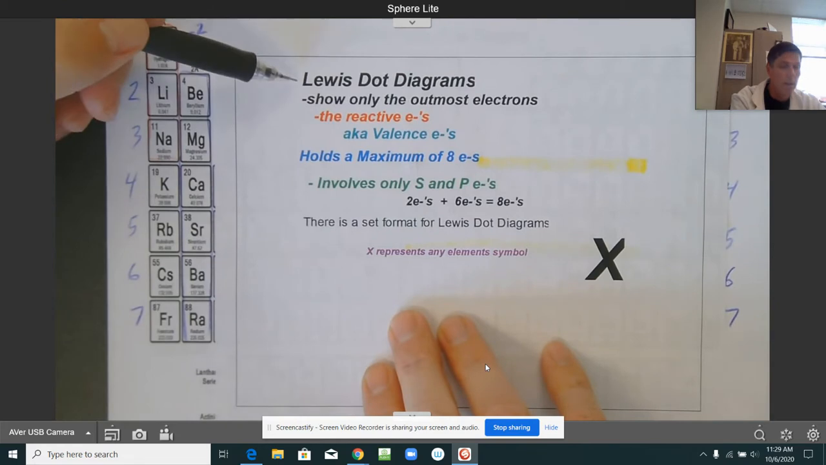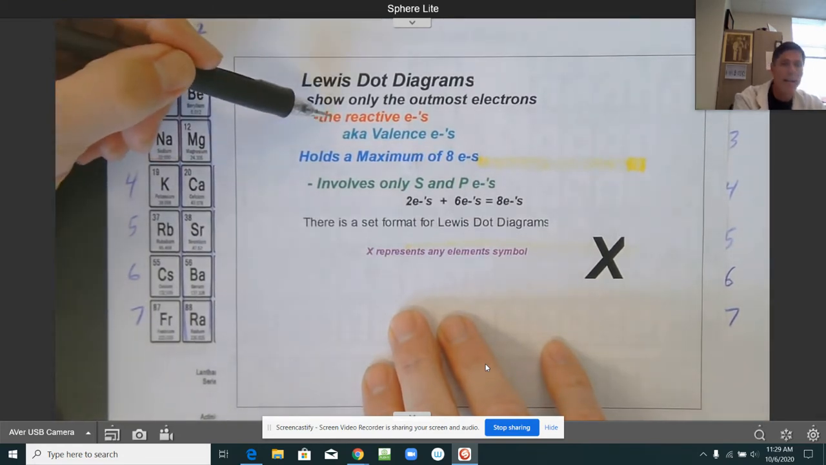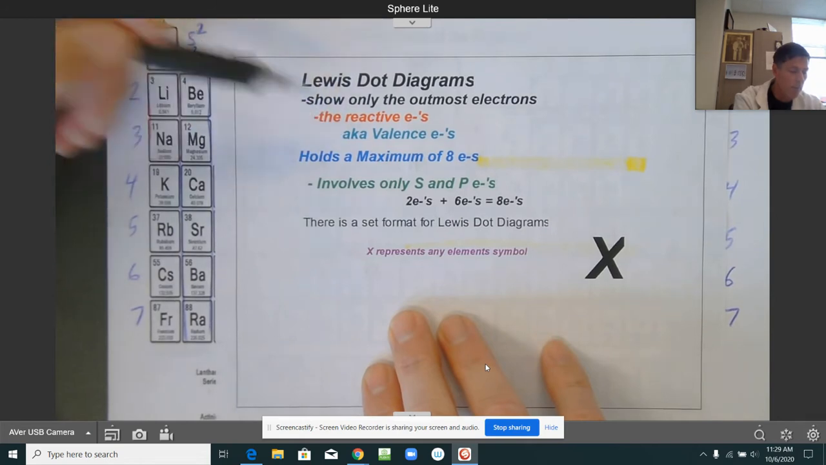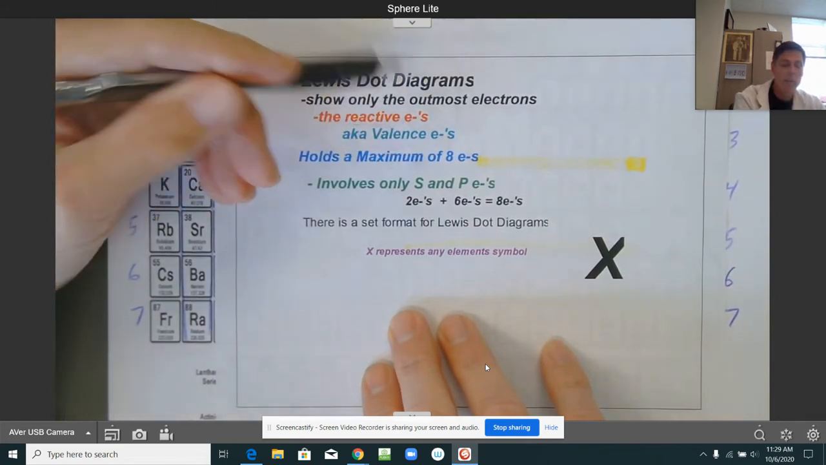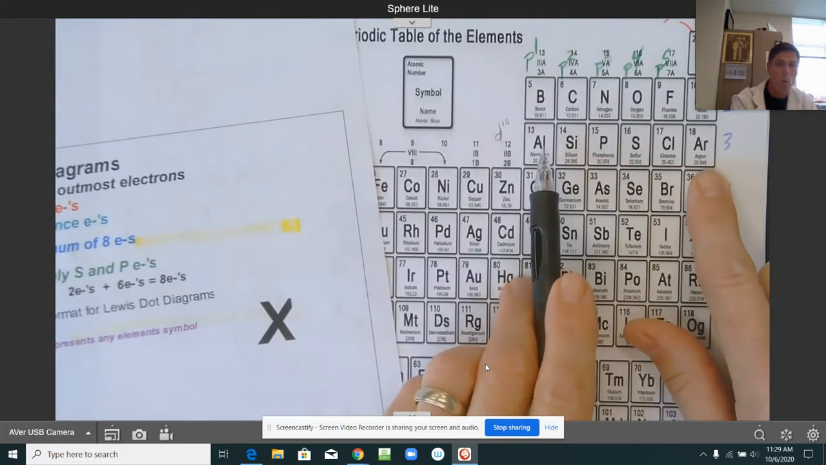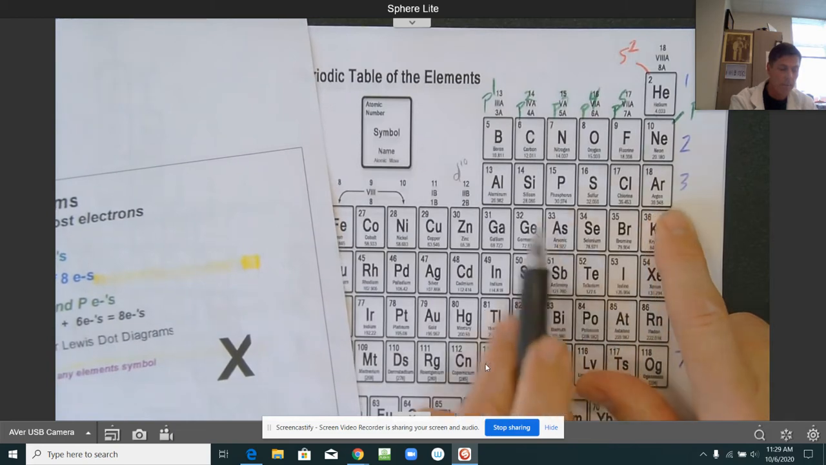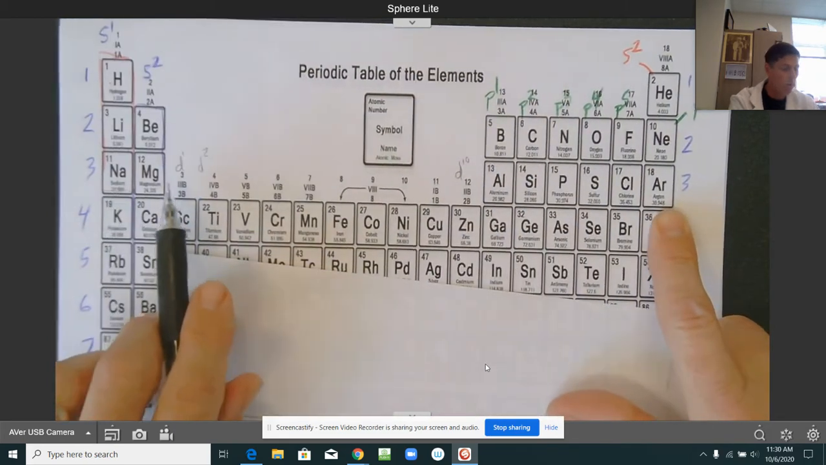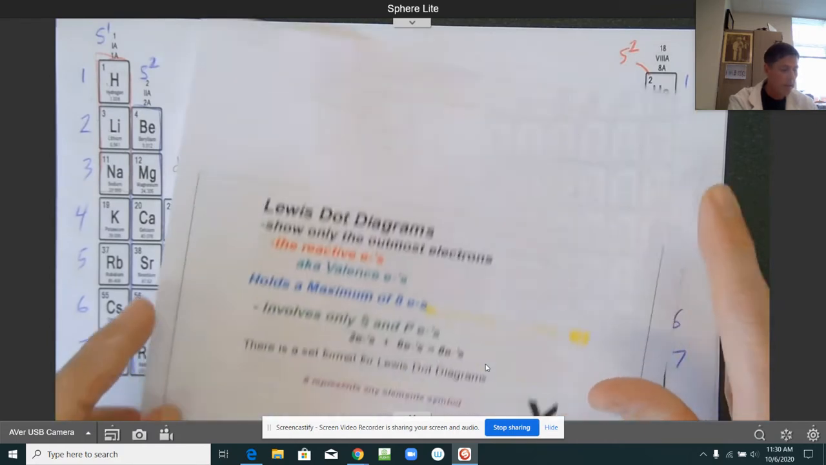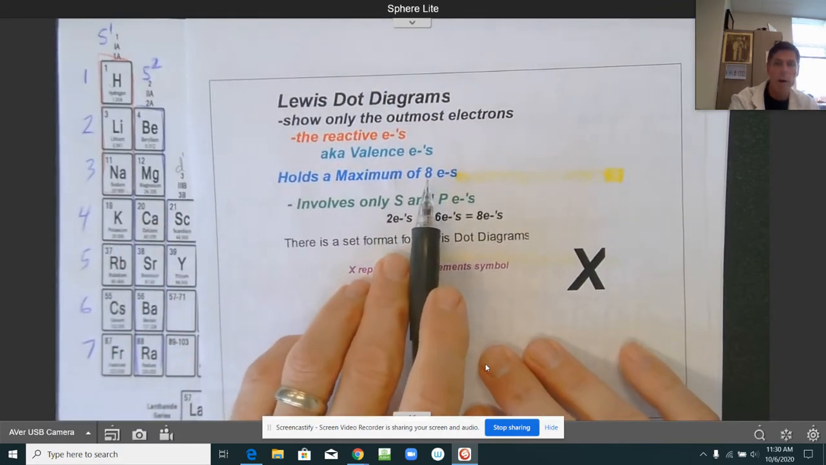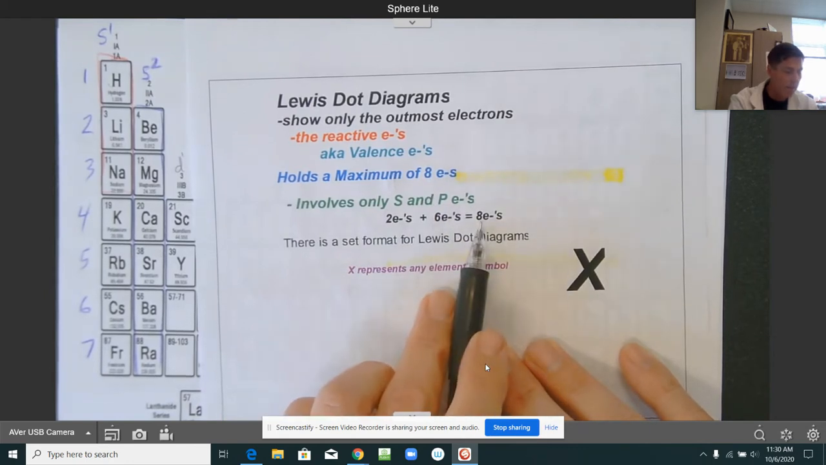Lewis dots show only the outermost electrons. These are the reactive ones. These are the ones we care about. We call them valence. 8 electrons is the maximum. Remember when we went over, it was the S's and P's. S is 2, P's are 6. So if we count across, 1, 2, 3, 4, 5, 6, 7, 8, and then we restart. So with Lewis dots, we're only going to go up to 8 total. Keep that in mind.